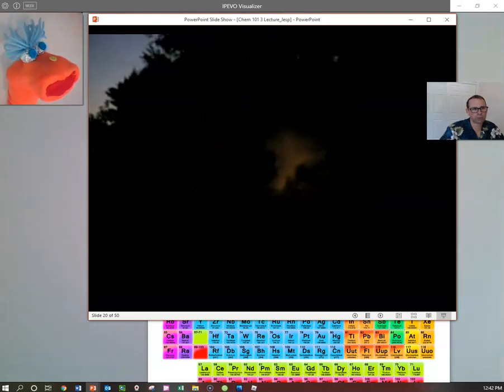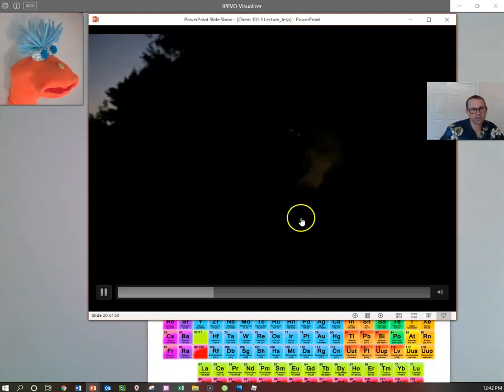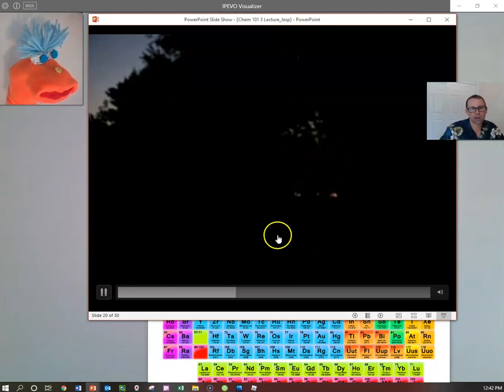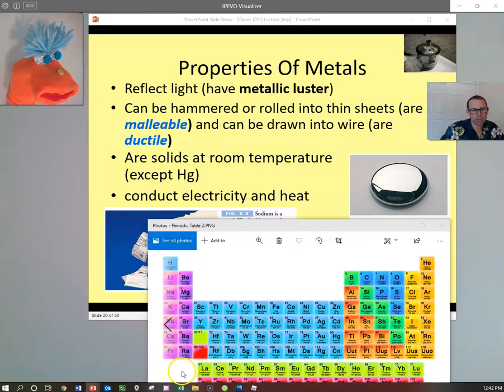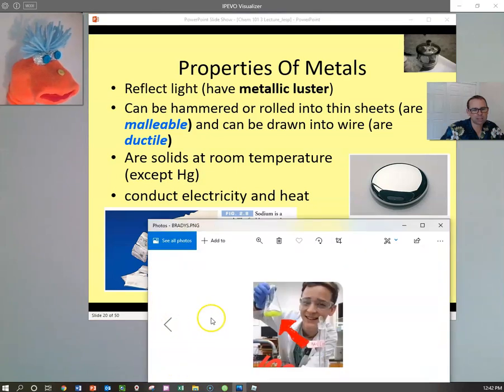That looks like a firework. Yeah, you're right. It is a very similar principle. Fireworks usually contain metals. So, we're going to watch another video here of people not putting sodium into water, but putting rubidium and cesium into water.